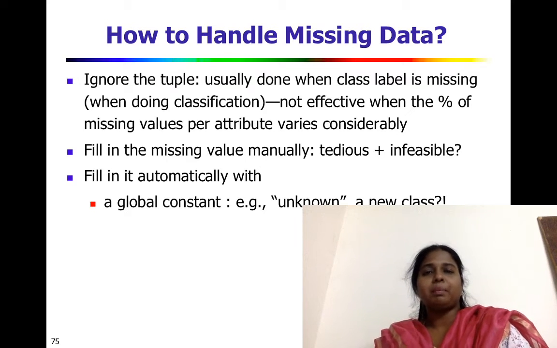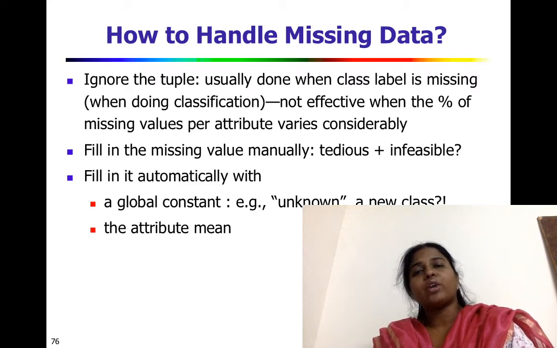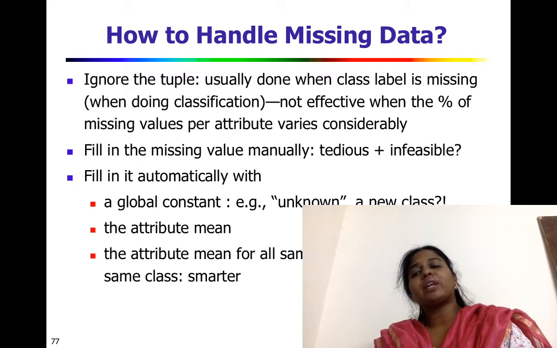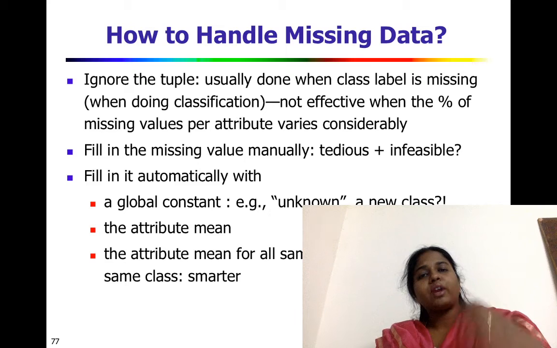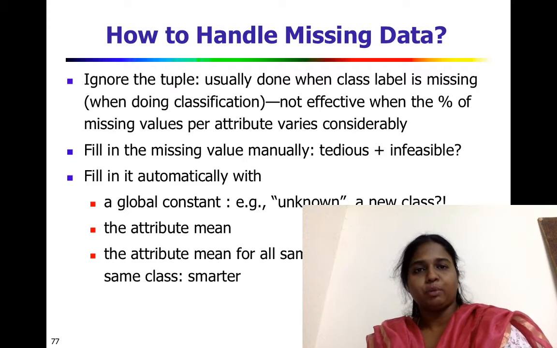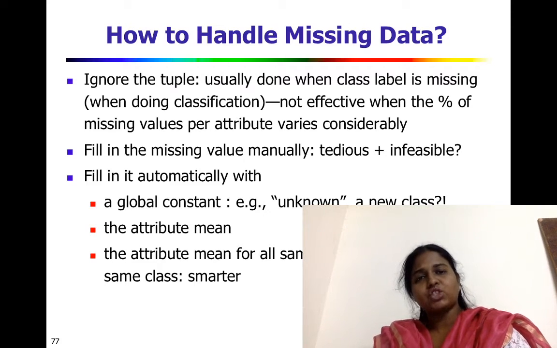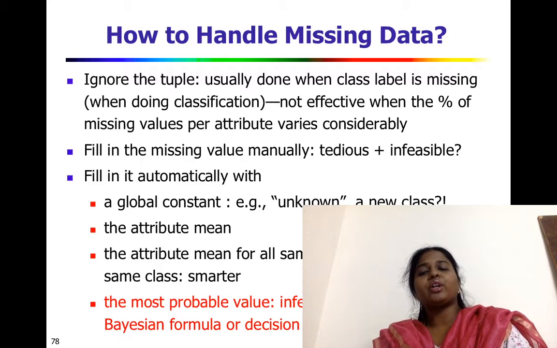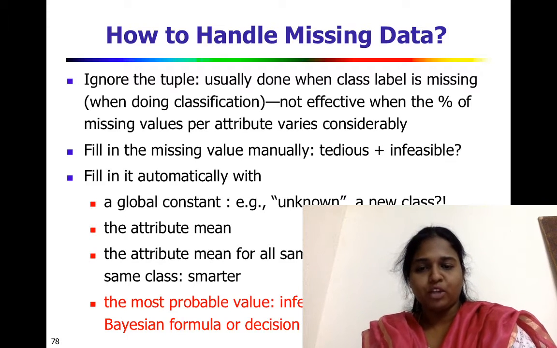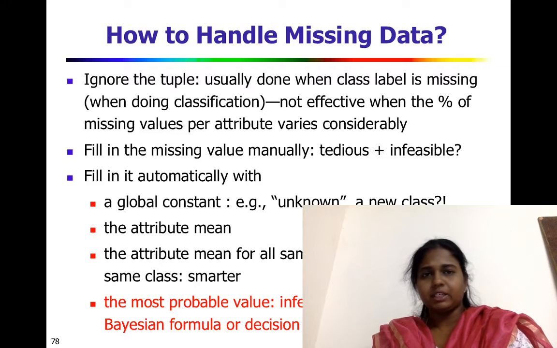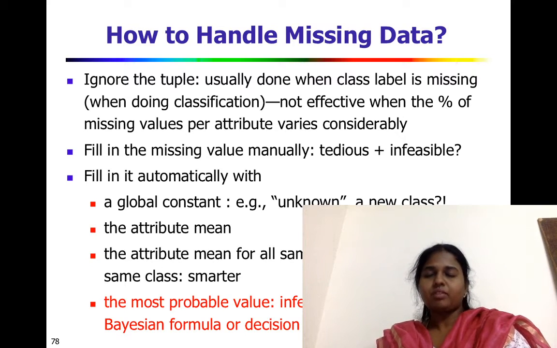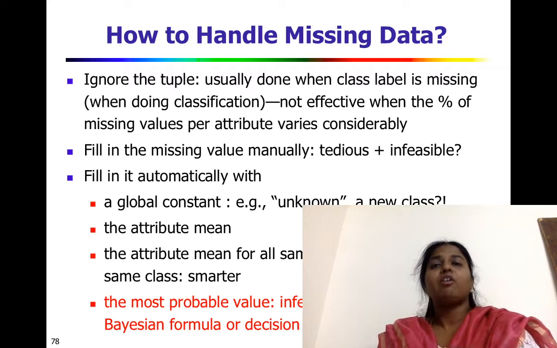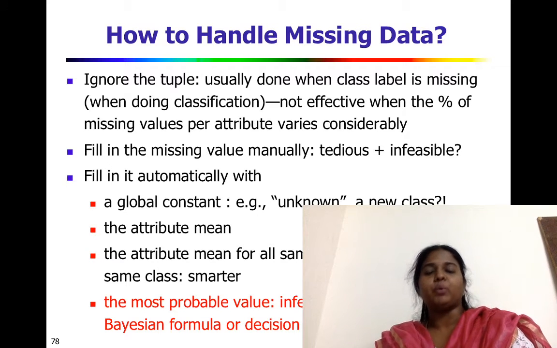One is replacing with a global constant, or you can take the mean of the attribute, or you can group the tuples into certain grouping called a class, and then for every particular class you can take the attribute mean. This makes so much sense. Or you can use the most probable value for that particular missing data. For this we can use Bayesian formula or decision trees for computing the most probable value.